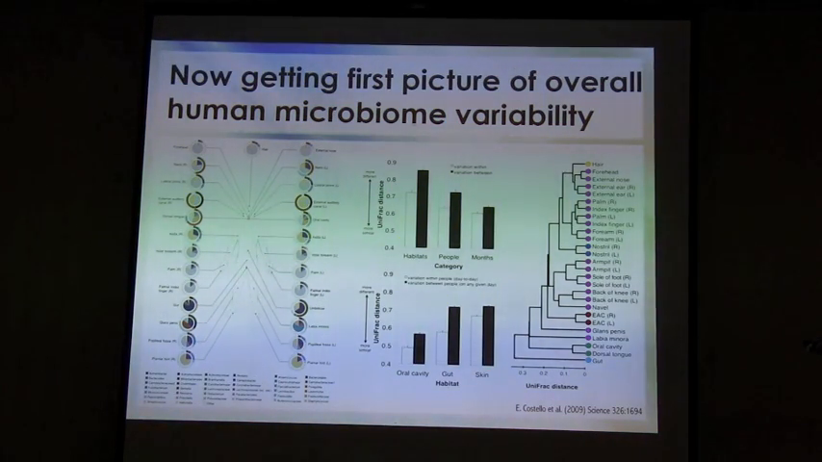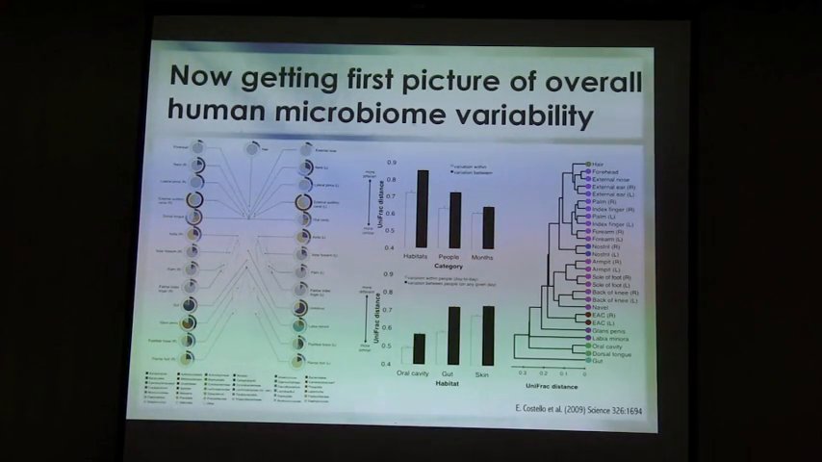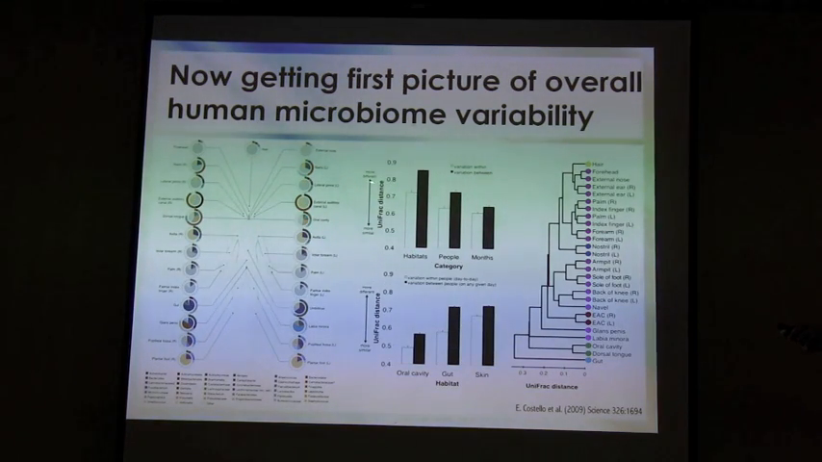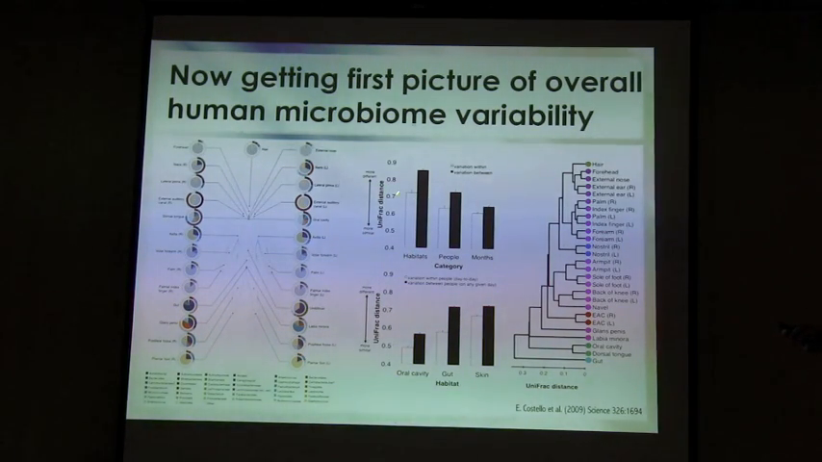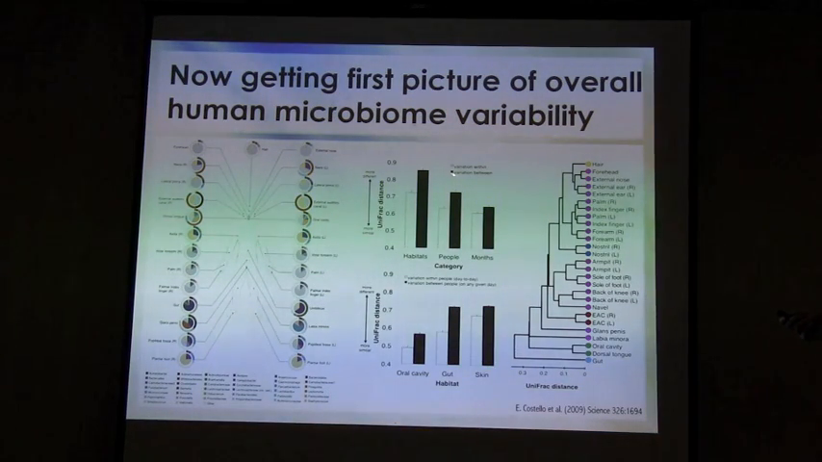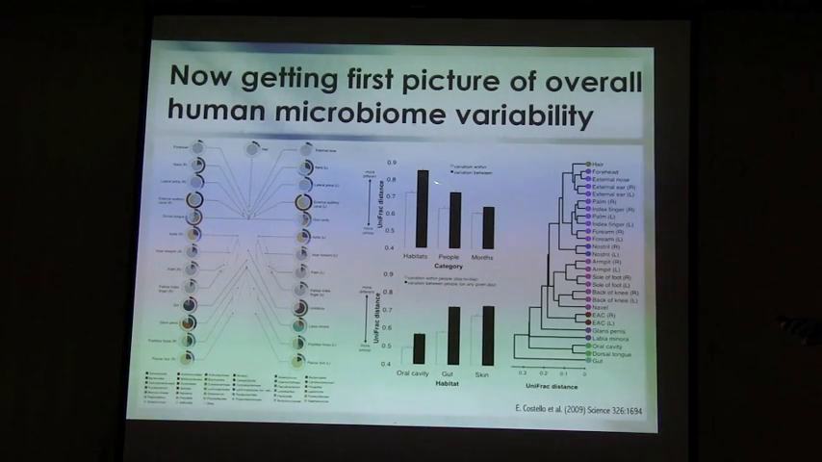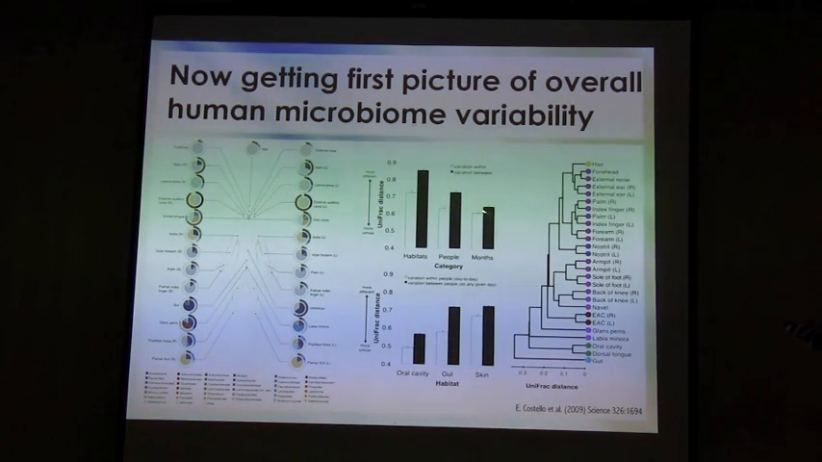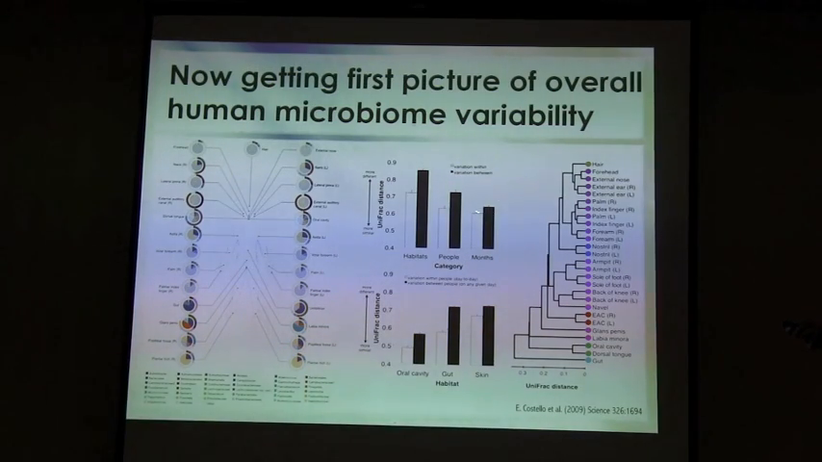Anyway, in this study, what was nice about this is that we had a temporal component to it, so we could see how the microbes were changing over time. And so on the y-axis here we have UniFrac distance, where a larger bar means more different. And so two samples from the same body habitat are less different than two samples from different habitats. Within a habitat, two from the same person are less different than two from different people.